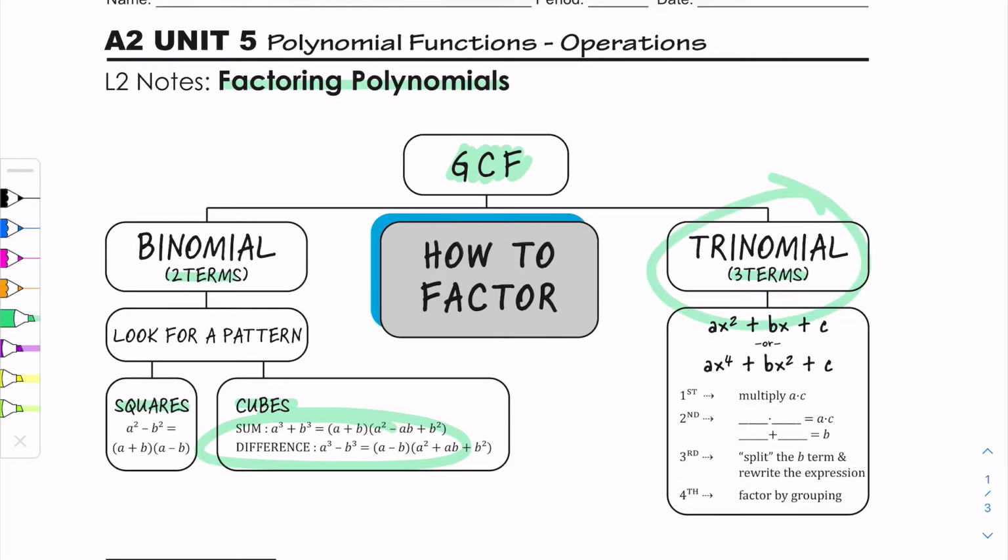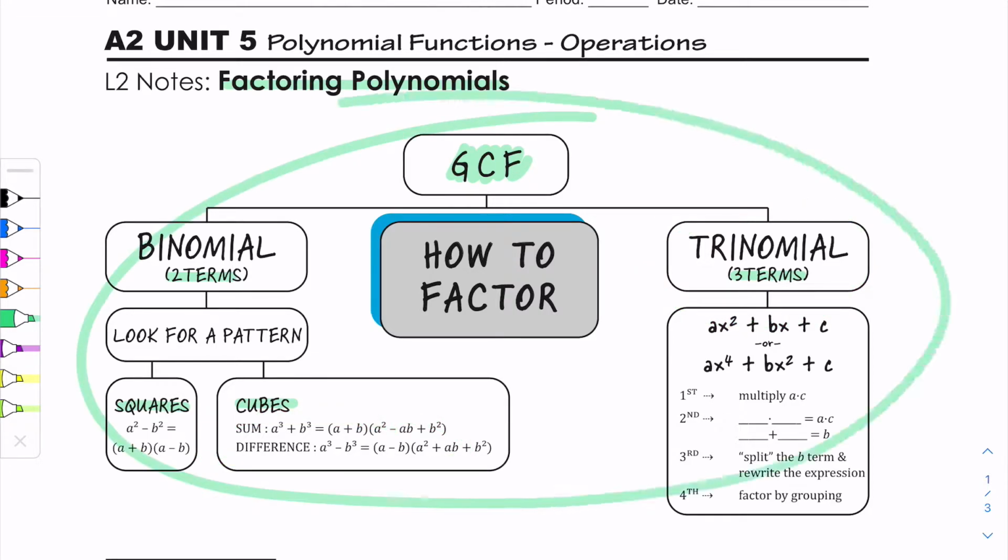Over here, if you're dealing with 3 terms, that's when you do your A times C method. You multiply to whatever that value is and add to your B value. And then you factor by grouping. So this is just how we factored. It's every method that we've learned so far.